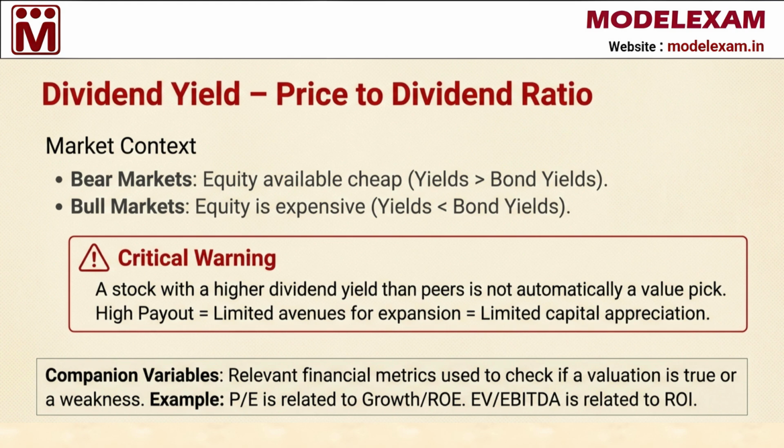However, there is a critical warning you must heed. A stock with a higher dividend yield than its peers is not automatically a good value pick. A high payout often implies the company has limited avenues for expansion, which limits capital appreciation. Therefore, we must always check companion variables to see if the valuation is true or a sign of weakness.